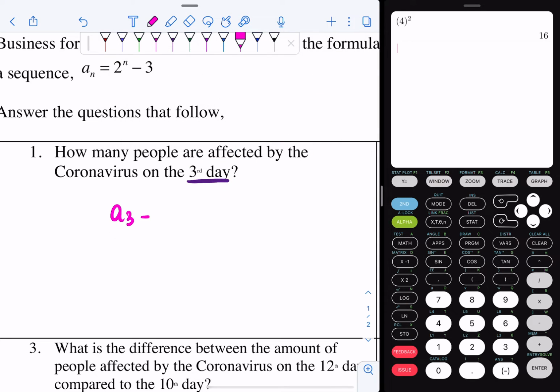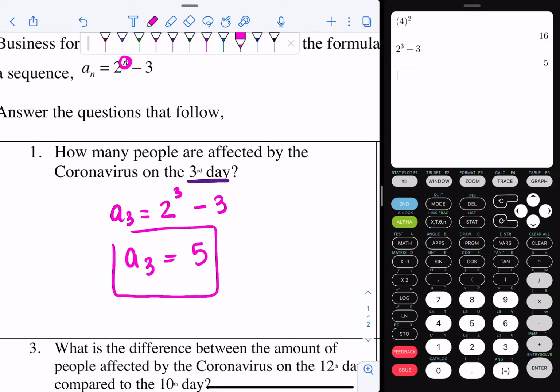So a sub 3 equals 2 to the 3rd minus 3. Now the reason why I'm putting a 3 for my n is because that's where I'm plugging in. This is my sequence number, or my input, or my term number. So I do this on my calculator. I literally type in 2 to the 3rd, take away 3, and what do I get? I get 5. So on the 3rd day, there are 5 people infected with the coronavirus.